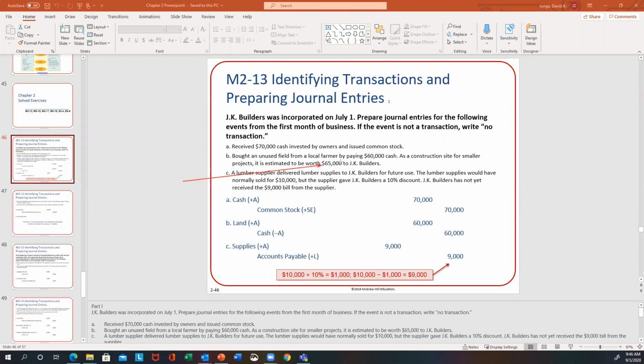Another one is where you bought some land. Notice it's what you paid for it. Whatever it's estimated at doesn't matter. What you pay is what gets recorded. So they debit land for 60 and credit cash for 60. And then of course the last one, you bought some supplies. You paid $9,000 for supplies on account. You're just debiting supplies and crediting accounts payable. Again, most of this should be review from your applied accounting.